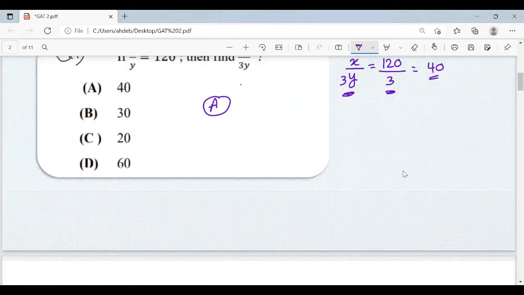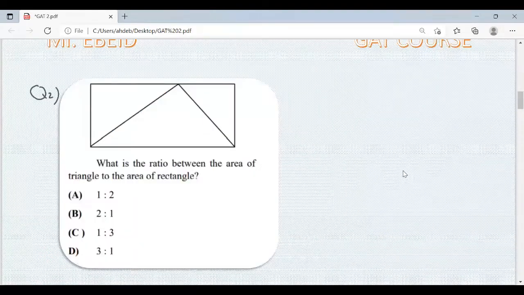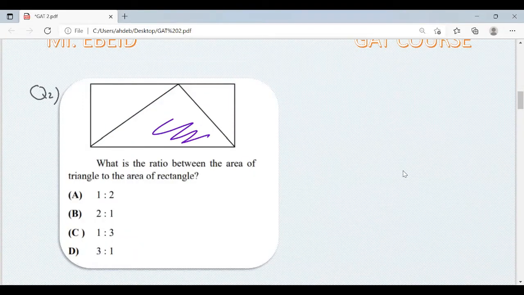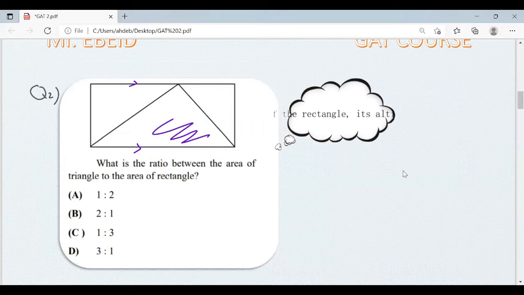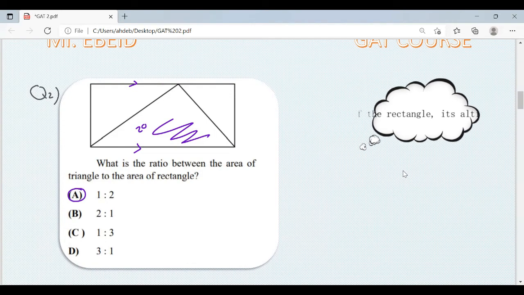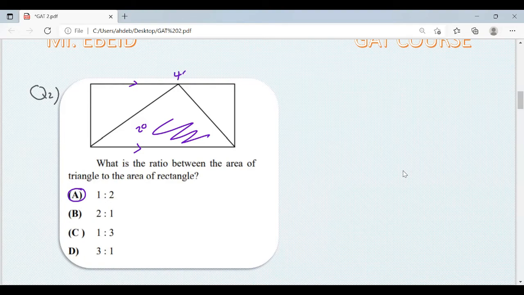Let's move to the next question. Question 2, what is the ratio between the area of the triangle to the area of the rectangle? You have a rectangle like that. The ratio between the area of the triangle to the area of the rectangle is 1 to 2. It means if the area of the triangle is 20, the area of the whole rectangle equals 40. Okay, so the answer is 40.